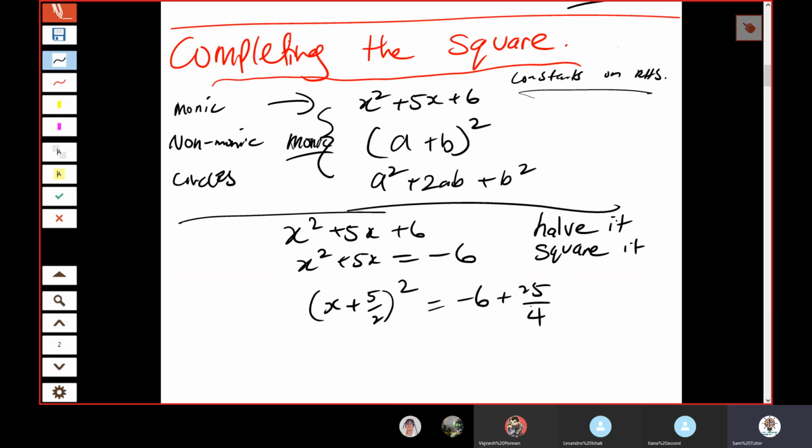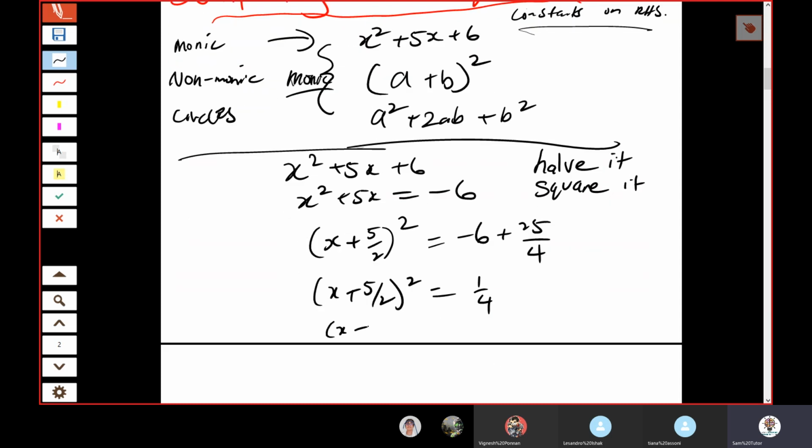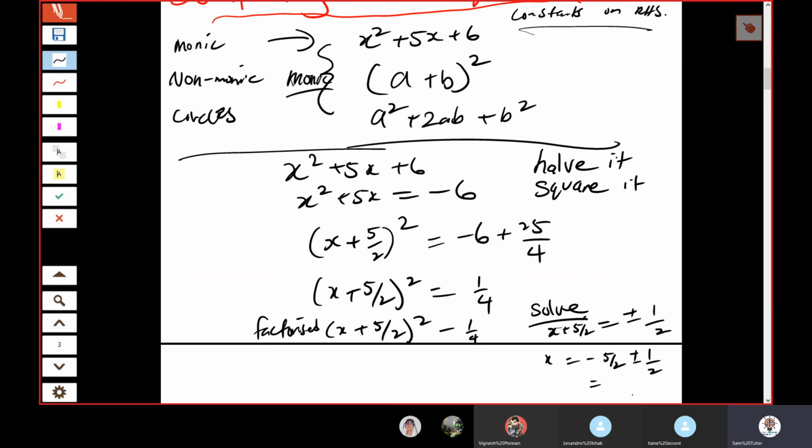So then minus 6 plus 25 on 4 should be a quarter. And then of course, you just bring it over and you're done. To complete the square, that's your factorized version. And if you had to solve, you would have square rooted here, obviously, because you're solving for x. So you would have x plus 5 on 2 is equal to plus minus square root of a quarter, which is a half, and then you would have subtracted. So x equals negative 5 on 2 plus minus a half, and then work that out.